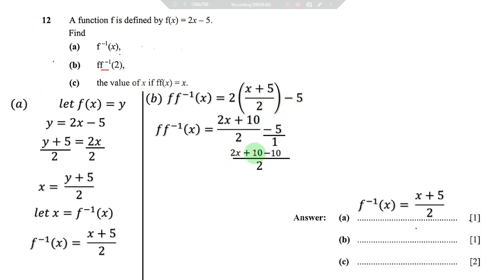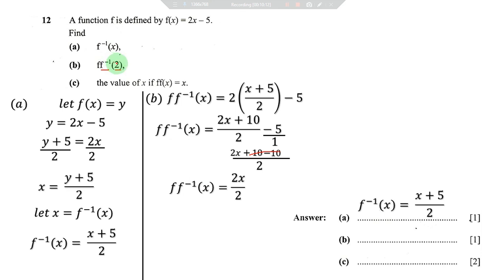So these two are like terms, so we can simplify. Positive 10 minus 10, this is giving us a 0, so we'll have 2x over 2. If you want, you can simplify the 2 into 2 but to reduce on the time, let us now say this is our f of f inverse of x.